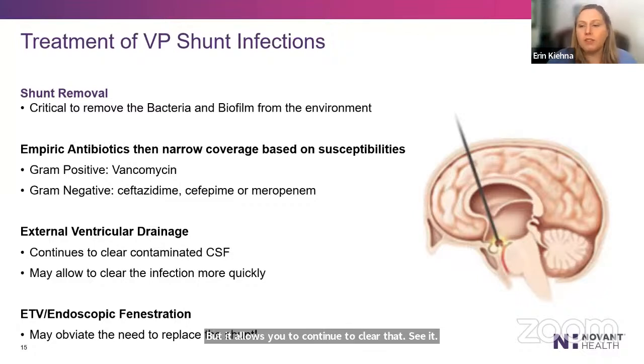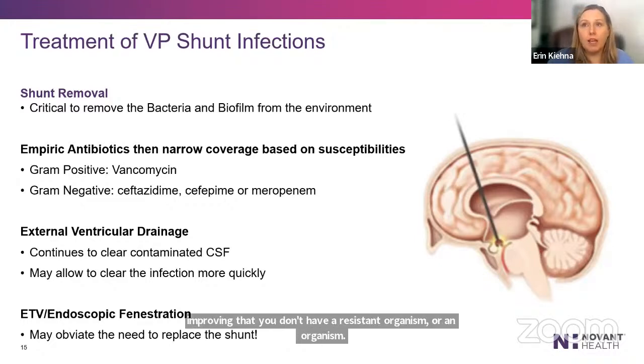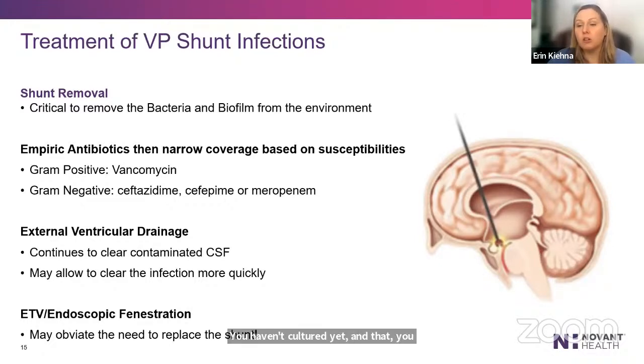It allows you to continue to clear that contaminated CSF. And what's really important is this gives you a way to check daily to make sure that the cell counts are improving, that you don't have a resistant organism or an organism you haven't cultured yet. And that you know when you've cleared the cultures, the 10 days, 14 days, 21 days of antibiotics starts from today.